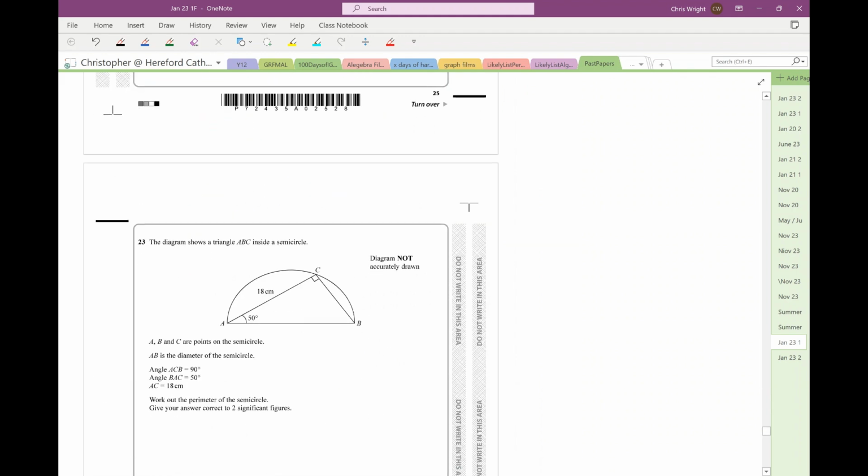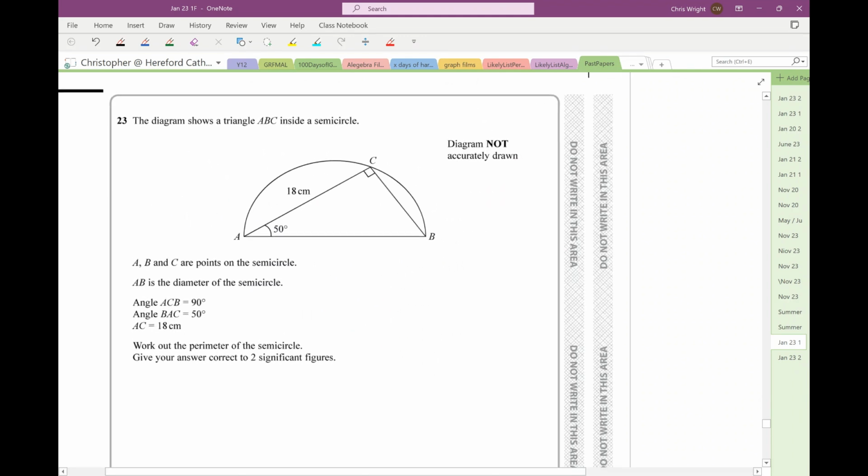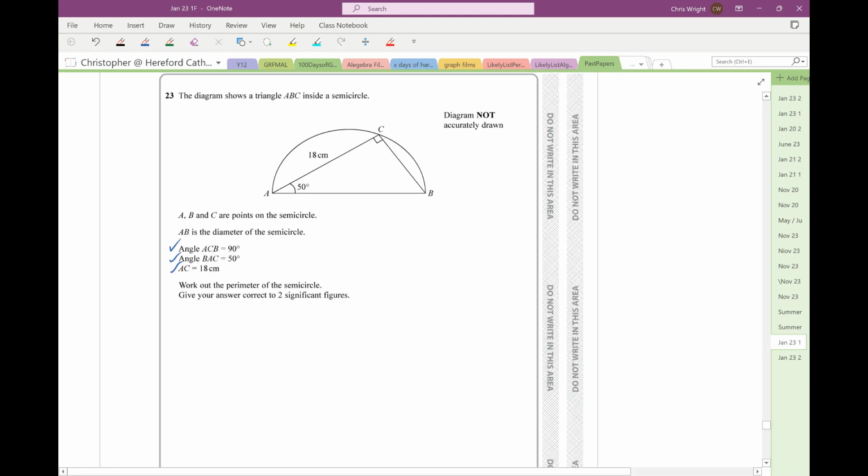Question 23. The diagram shows a triangle ABC inside a semicircle. A, B, and C are points on the semicircle. AB is the diameter of the semicircle. Okay, so here's the diameter. And then it's given me some angles and lengths, all of which are marked on the diagram. Work out the perimeter of the semicircle. Right. Give your answer to two significant figures.